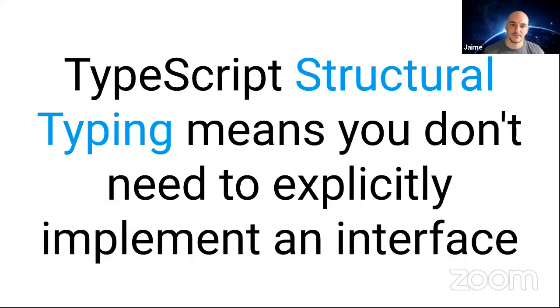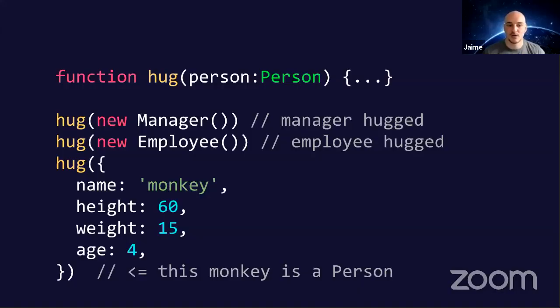So going back, TypeScript structural typing means that you don't need to explicitly implement an interface. And therefore, I can use just an object here, and I'm using a monkey. And this is a monkey that, because it has the same properties that the person interface expects, it just works. And here we have a monkey that is a person.